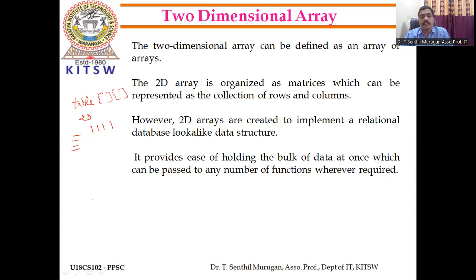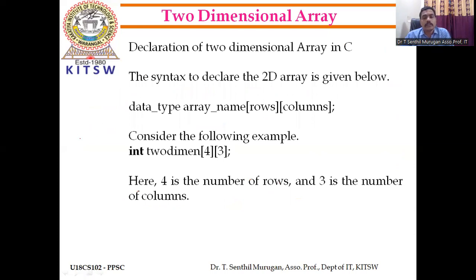The syntax for declaring a two-dimensional array is: data type, same as a one-dimensional array, and then the array name, also the same as a one-dimensional array. Here you use two brackets. The first bracket represents the row, and the second bracket represents the column. This is the syntax for declaring a two-dimensional array. It is mainly used for holding a bulk of data at one place.